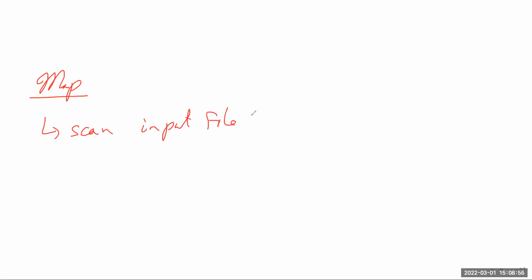Okay, we want to scan the input file. And then this is the thing that is very specific to MapReduce. We need to somehow format that data in a way that it can be distributed to a cluster where the devices are in parallel. So here we're scanning, let's say, one line at a time.